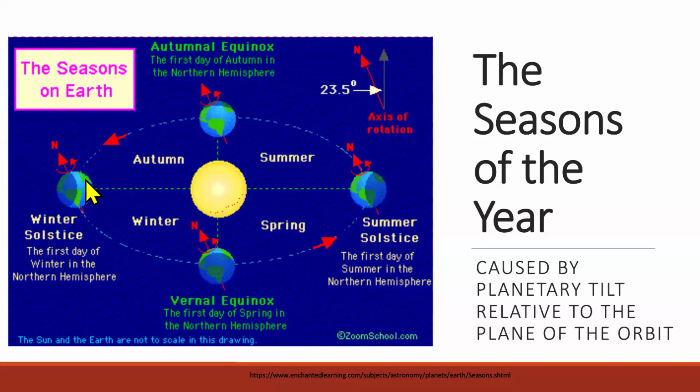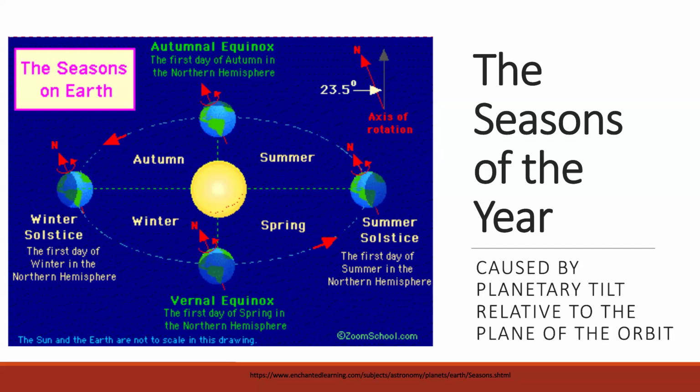And so any point on the globe is going to have some part of that 24-hour period. It's going to be on this side that's toward the sun, and then it's going to be on the side that's away from the sun. So we define those as day and night.